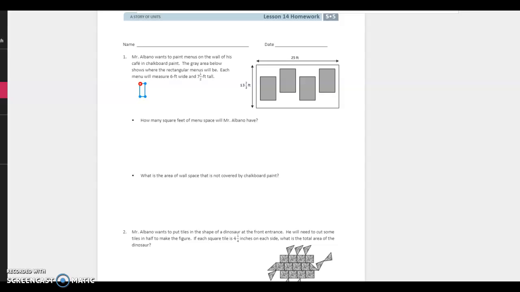Hey guys, we're going to start with Eureka, Module 5, Lesson 14. I'm going to walk you through the homework assignment with every question, showing you how to start to set it up. So if you'd like to pause this for each problem, you can. I would like to try and help you so that you're not going through this and struggling.